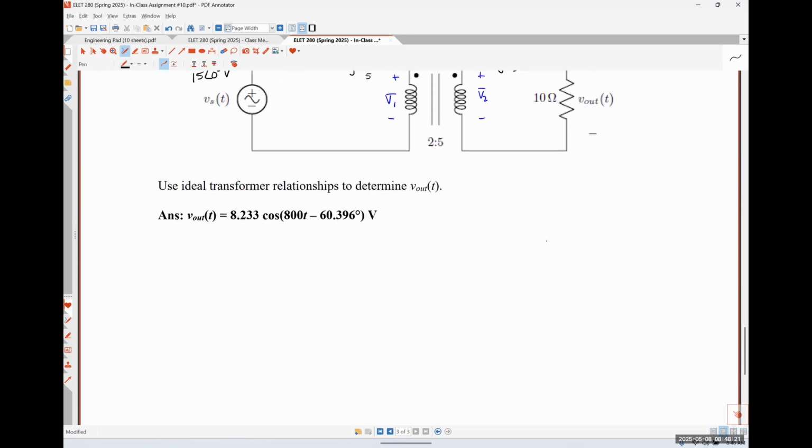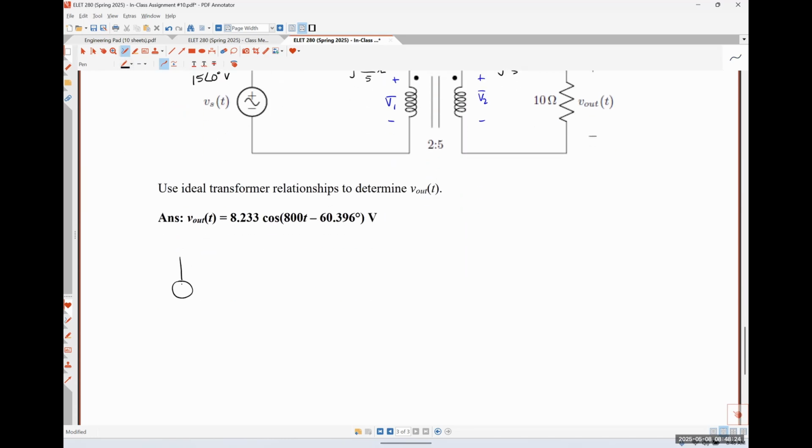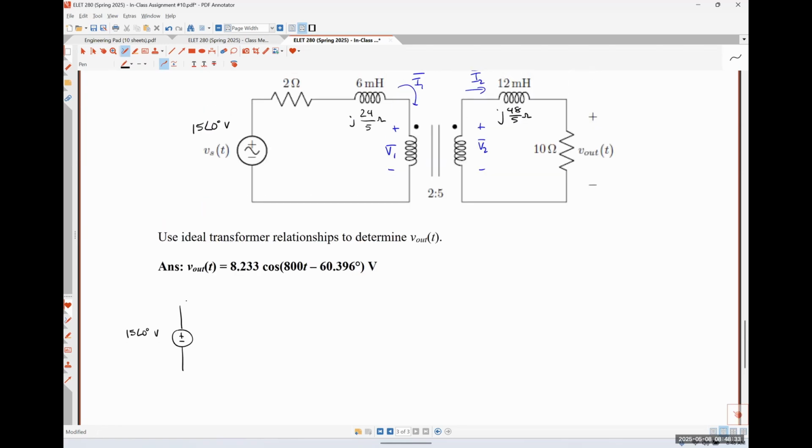So essentially, I could reduce this circuit down to 15 angle 0 degrees volts in series with a 2 plus J 24 over 5 ohm impedance. Here's my primary coil having 2 turns. Here's my secondary coil having 5 turns.